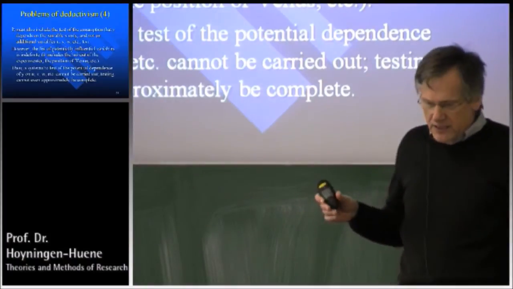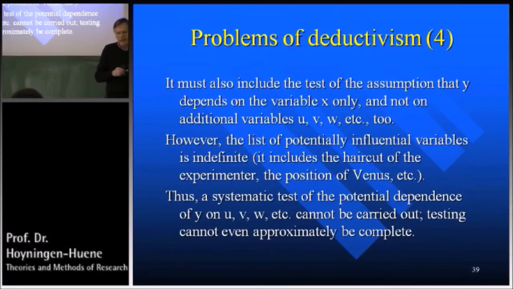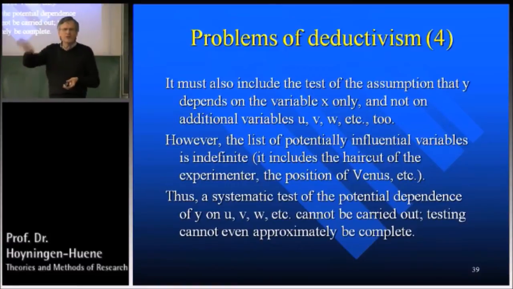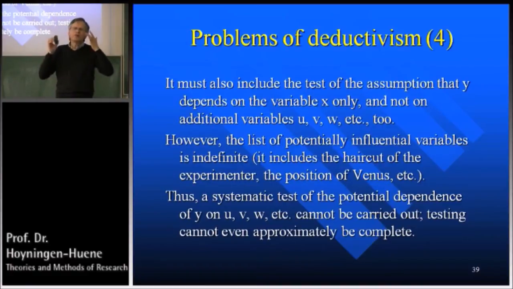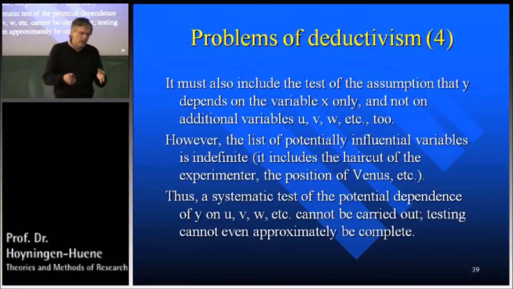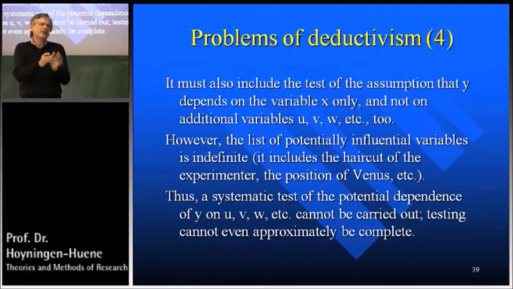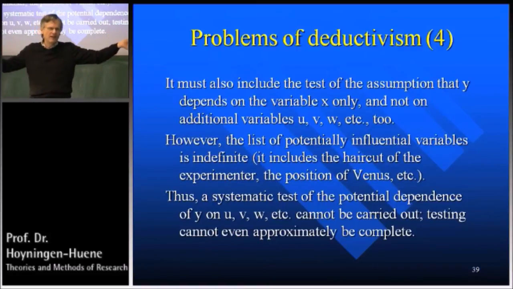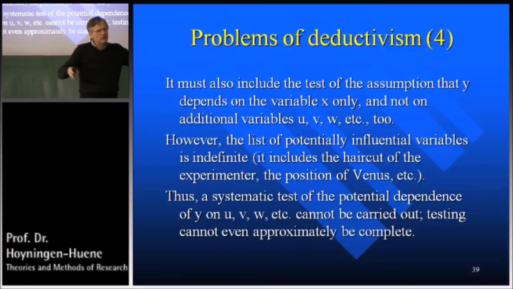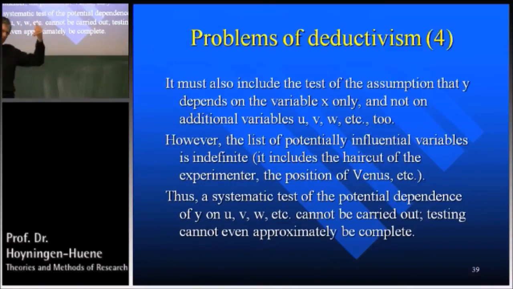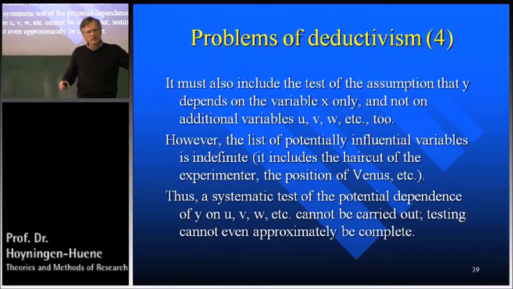And that means that a systematic test of the potential dependence of y on u, v, w, and you can take the strangest things, whatever you want, cannot be carried out. Testing cannot even approximately be complete. Never, ever. What you test, when you really do a test in science, is you single out 1 or 2 or 3 variables or 5, which is a tiny fraction of all the possible variables. It's 0 in comparison to infinity, really. I mean, it's just 5 or a finite number. Whatever you do, there are infinitely many more variables on which the value of the stuff you are measuring could depend. And you cannot exclude it unless you have tested that it doesn't depend on it.